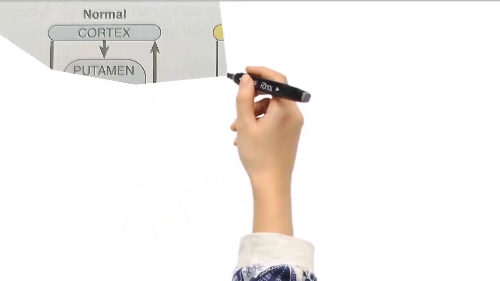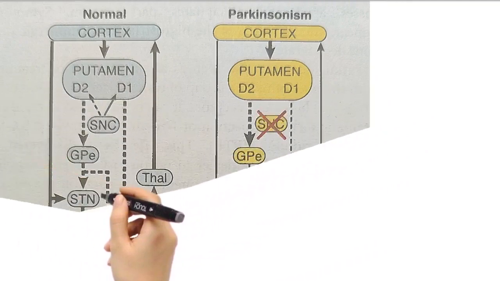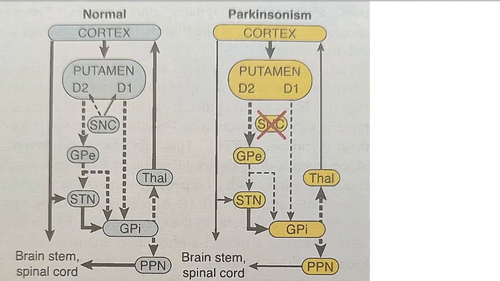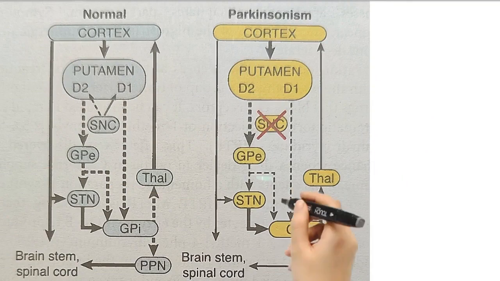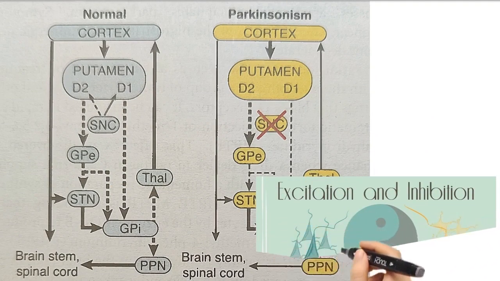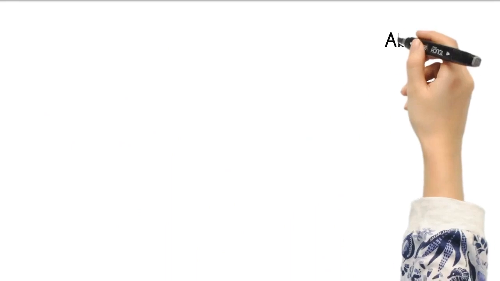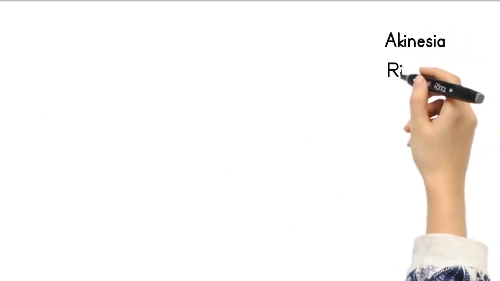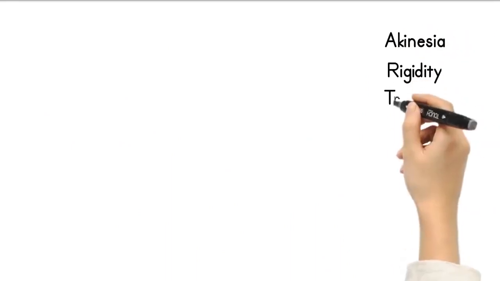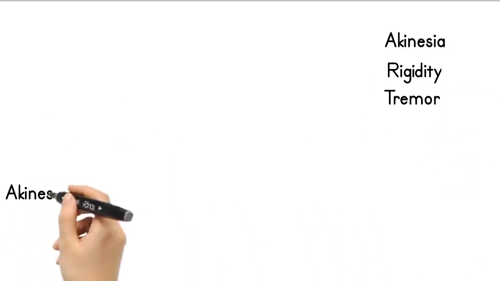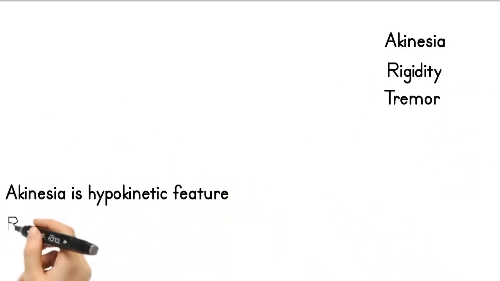In Parkinson's disease, the dopaminergic input to the putamen is lost. This results in decreased inhibition and increased excitation from the subthalamic nucleus to the GPI. The overall increase in inhibitory output to the thalamus and brainstem disorganizes movement. Its cardinal features are a triad of akinesia, rigidity, and tremor, of which akinesia is a hypokinetic feature while rigidity and tremor are hyperkinetic features.